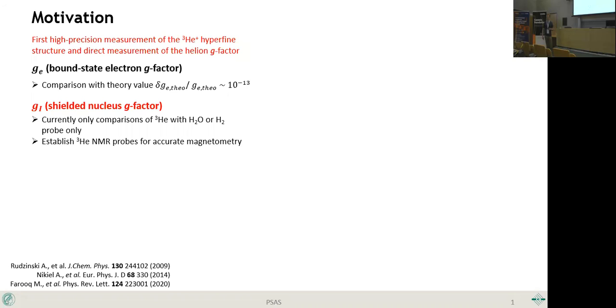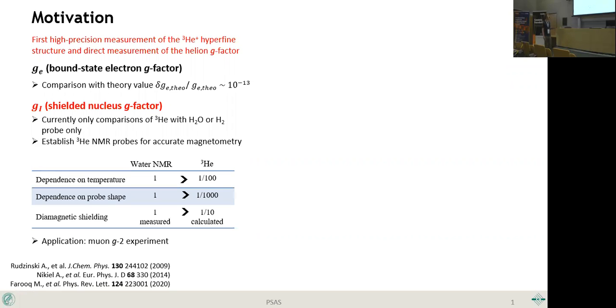But still, because the theory is so good, we can use this value, subtract the shielding basically from theory, and then we can use this to establish 3He as an accurate NMR probe, as also Mariusz Puchalski explained on Wednesday. And because currently there are only indirect measurements of the 3He g-factor, where they compare it to H2O samples, for example, those are very much limited by the accuracy with which the H2O shielding is known.